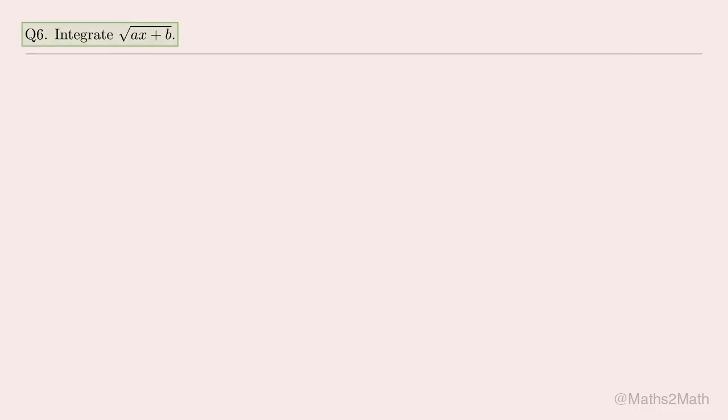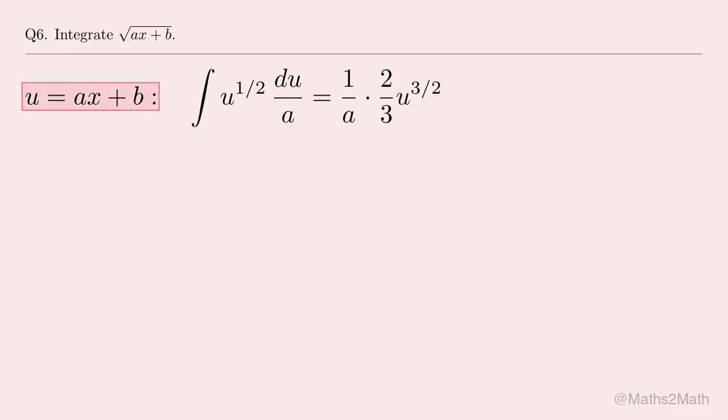Question 6. The square root of a linear expression. Power rule with the inner slope divided out. Treat ax plus b as u with du equal to a dx. Substitute back.